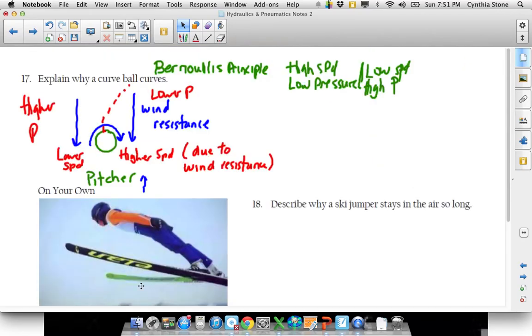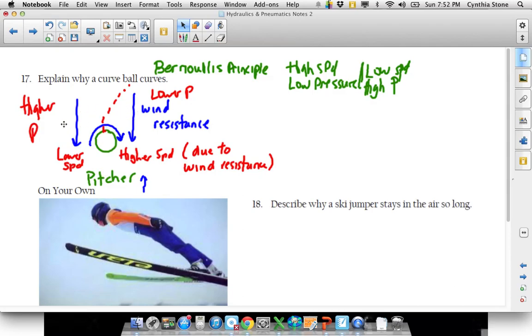Here's a great question. I love this question. Why does a curved ball curve? And this is Bernoulli's principle, and it's pretty cool. But what you have to think about, my little drawn description, and of course on your own I'll get you to describe why a ski jumper stays in the air so long using Bernoulli's principle. But with the curved ball, what the pitcher does is they throw the ball, and of course it has a rotation on it. So that rotation will cause air to travel with it, right? As the ball spins, it's moving into wind resistance.